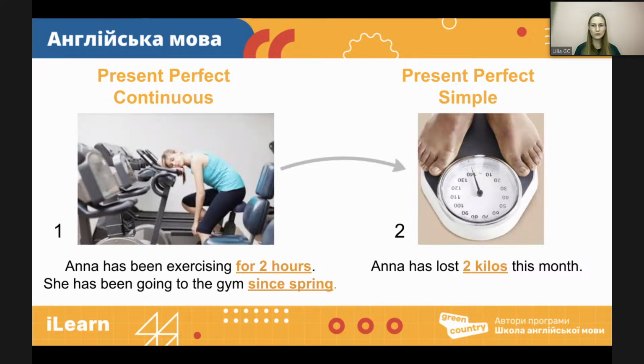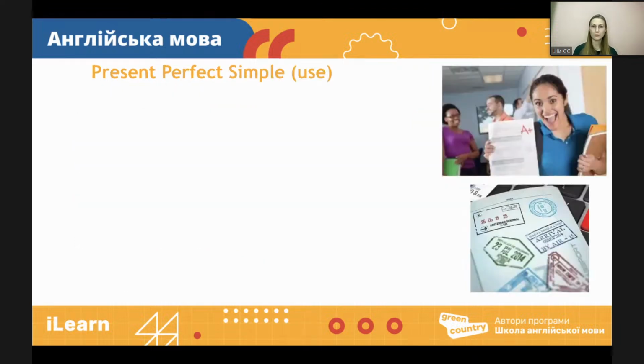So now it's not about time. It's about some real numbers, real results, like minus 2 kilos. What an achievement, come on. Or she has lost 6 kilos, oh my god, since spring. So again, really nice and important result. And that's the main difference between present perfect continuous and present perfect simple. So perfect continuous focuses on the duration, how long or since what time. And present perfect focuses on how many or what exactly or whether it's done or not done.